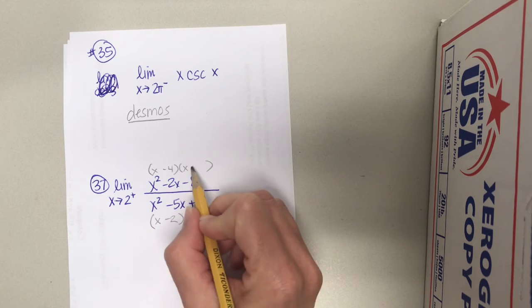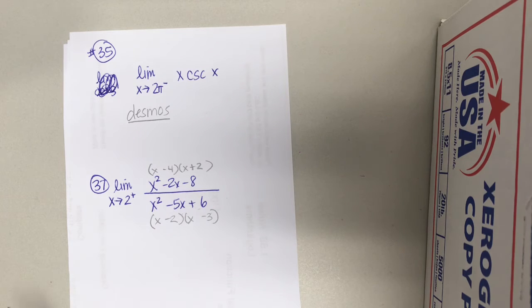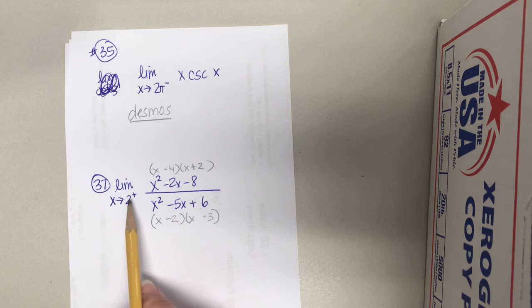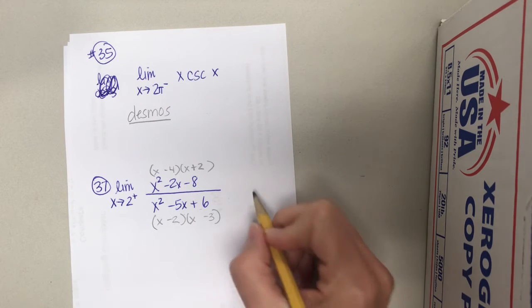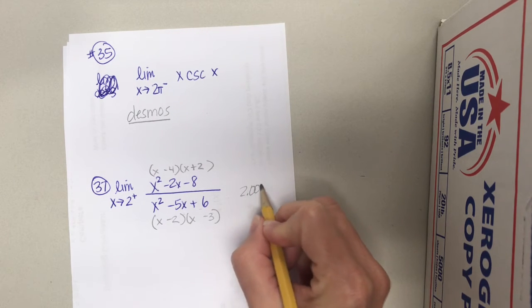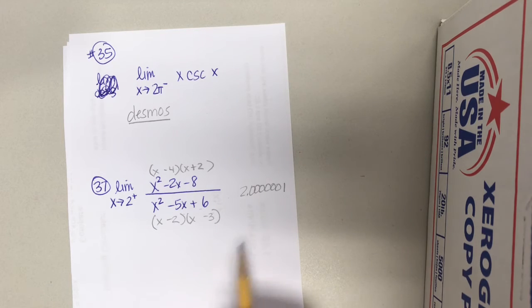Okay, so we still kind of have this issue. If you plug a 2 in, you're going to see that this is going to equal 0, and there is nothing we can cancel. That would have made things a little bit easier, but we're approaching 2 from the positive. So let's think about what happens if we get really, really close to 2 from the right side.